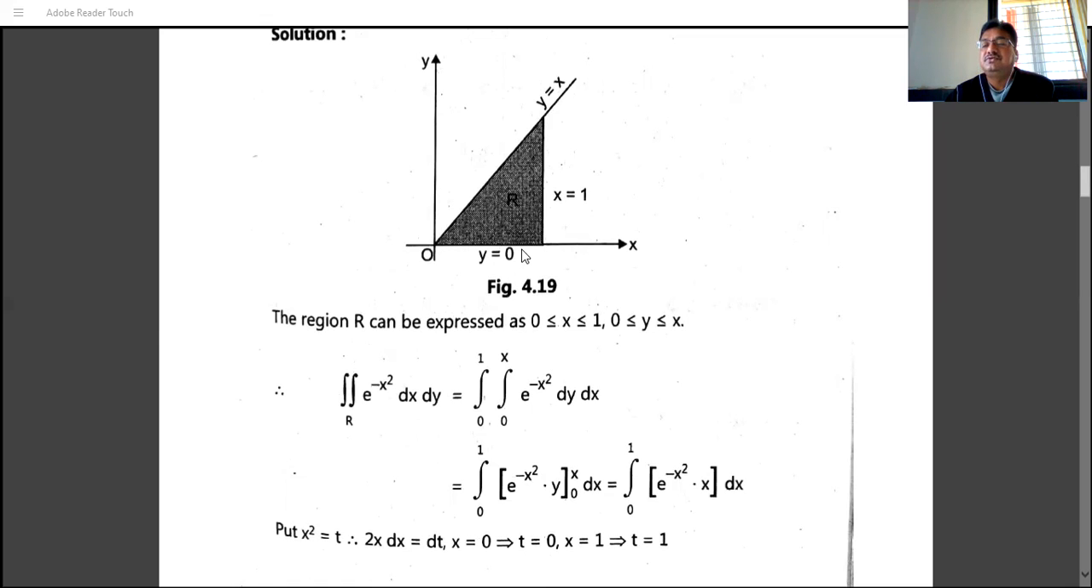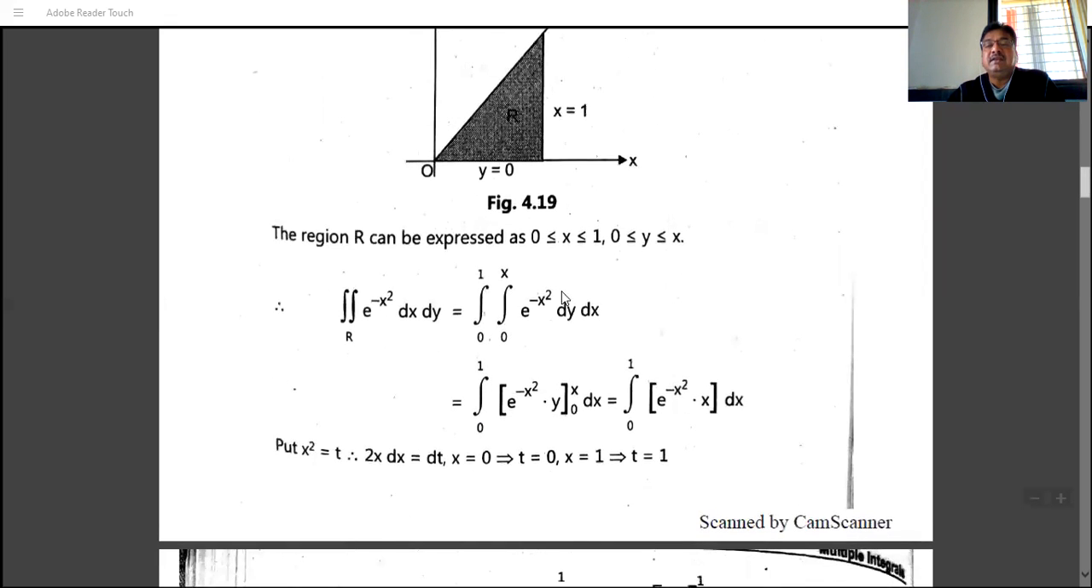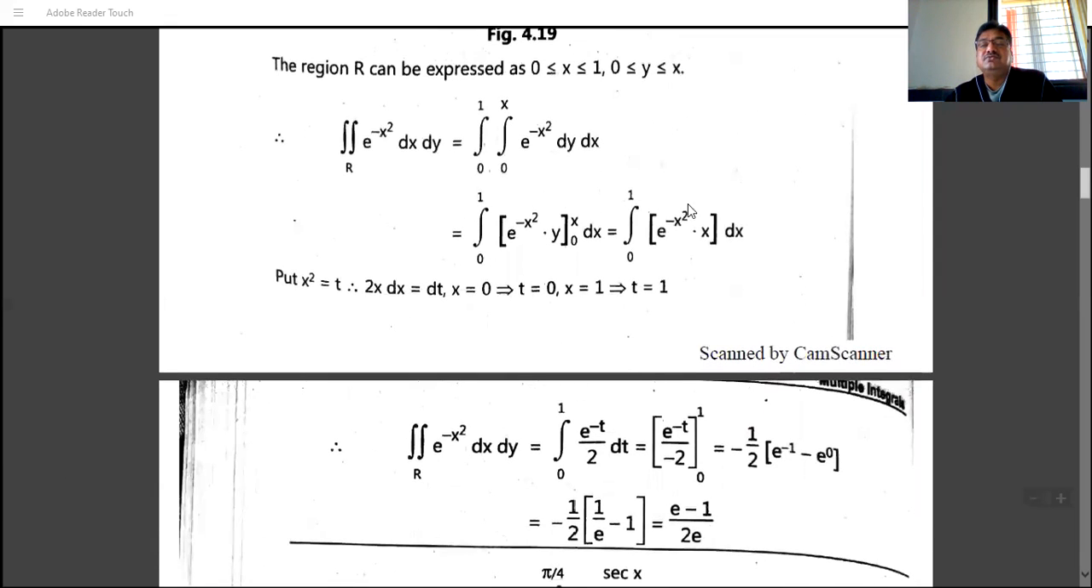X runs from 0 to 1. Okay. And therefore the limit on x is 0 to 1. And then e raised to minus x square with respect to y integration is e raised to minus x square into y, integration with respect to y from 0 to x. Then substitute the upper limit, the value of y as x, we have this answer. And if we substitute y as 0, then the value at the lower limit is 0. So we have this.